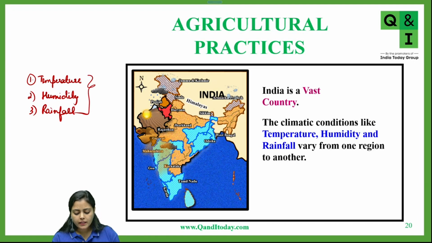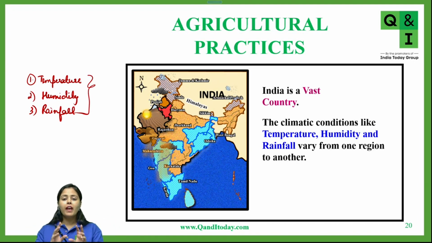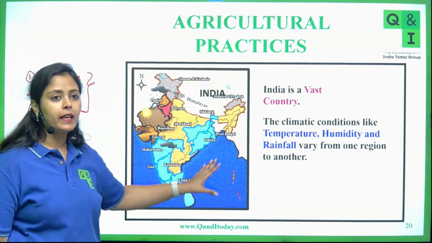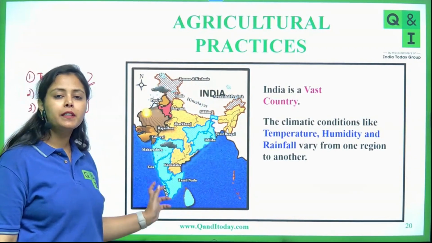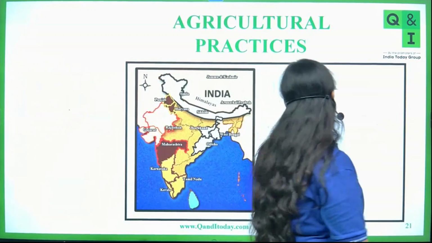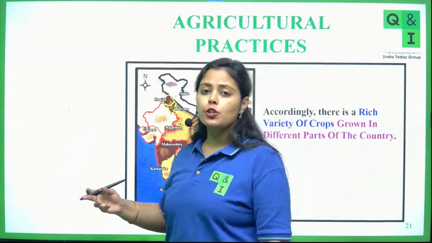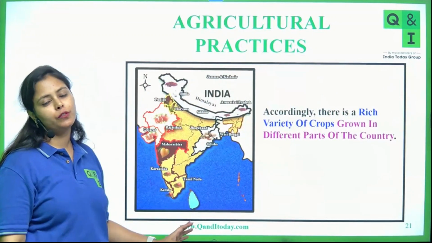So these are the 3 factors: temperature, humidity, and rainfall, which vary in different regions of the country. And once they vary in different regions, they lead to the generation of different climates in different parts of the country. According to the climatic variations, different types of crops would be grown in different parts of the country.